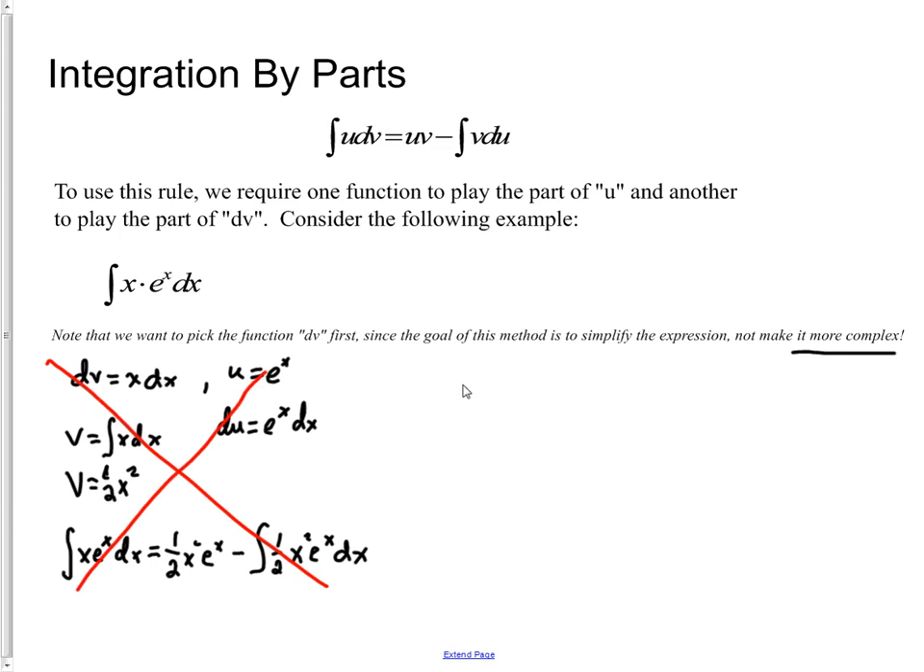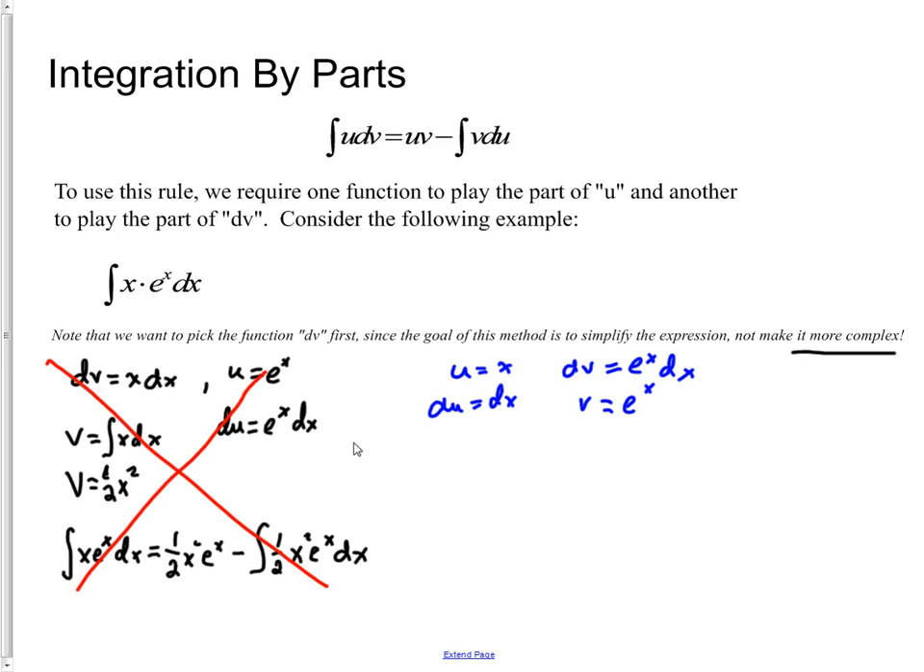Let's rewrite this. What if we said that u, instead of being e to the x, was x, and dv was e to the x dx? How does that help us? Well, first of all, if we take the derivative of u right away, something goes away. We don't add something. We get just dx, 1 times dx. And, of course, integrating on both sides to get v, we get v equals e to the x. That's a really nice thing for us.